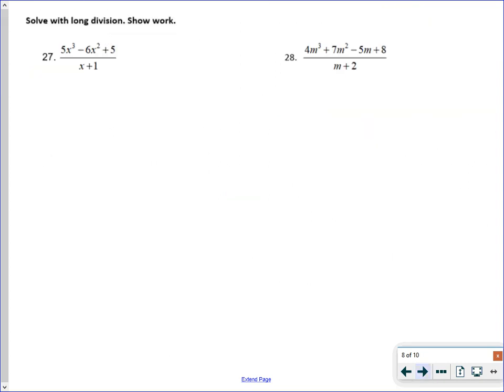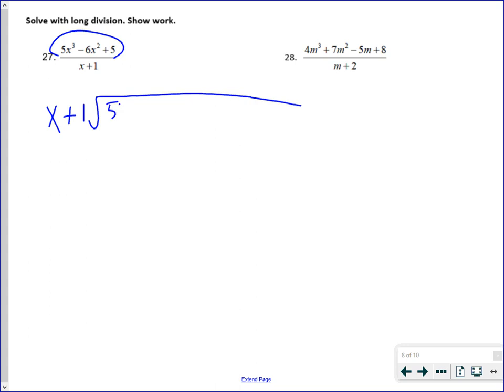27, solve the long division, show your work. I'm only going to do one of them, so let's go ahead with 27. We're told to divide 5x cubed minus 6x squared plus 5 by x plus 1. With long division, we take our divisor and divide it into everything above it. So we put 5x cubed minus 6x squared. We don't have an x term, so we're going to put in a plus 0x plus 5.